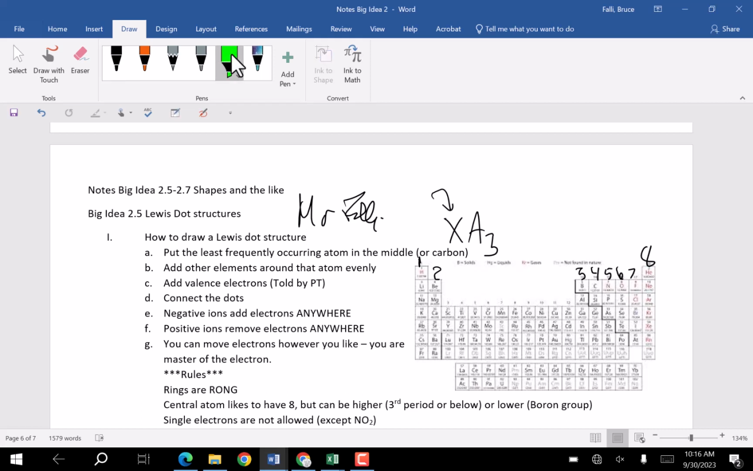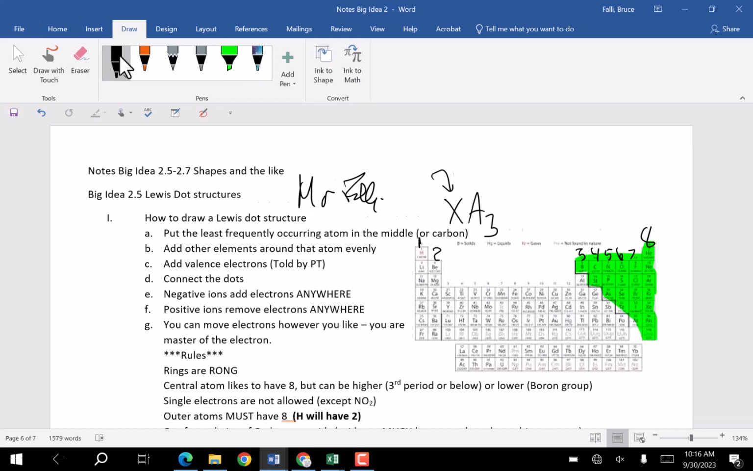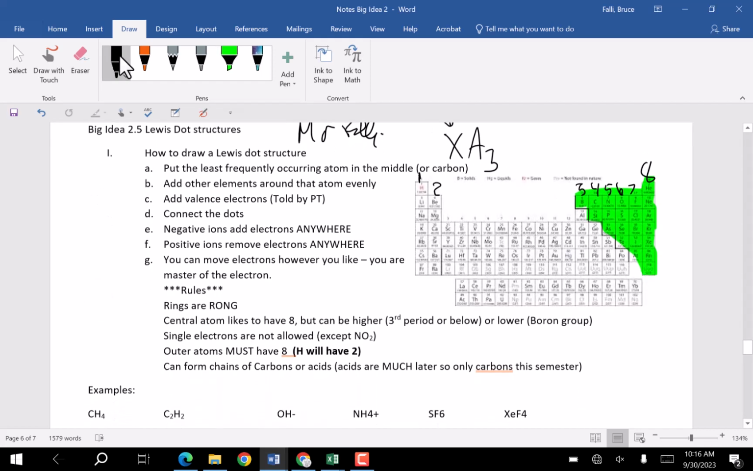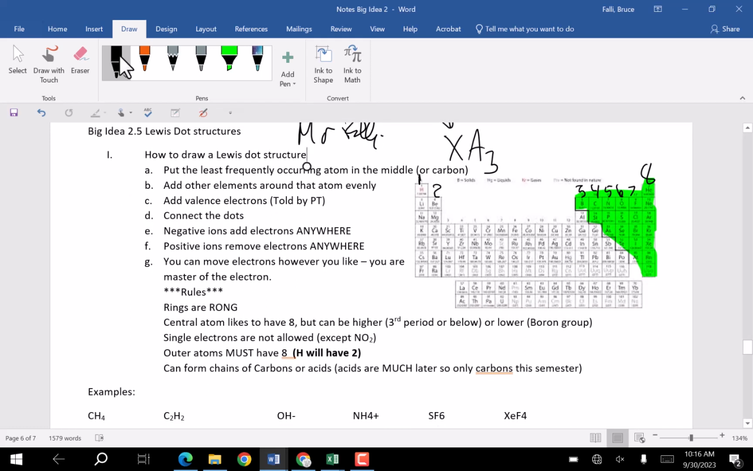Now, I do want to emphasize that Lewis dot structures are for covalently bonded substances, so they're typically two or more nonmetals. I have some semi-metals in there, please forgive, but that's it. Once you add the valence electrons, you sing a song, connect the dots, la, la, la, and then it's there. Negative ion: if it's a negative ion, you add electrons anywhere, and remember to put a bracket around it. Positive ions: remove electrons from anywhere.